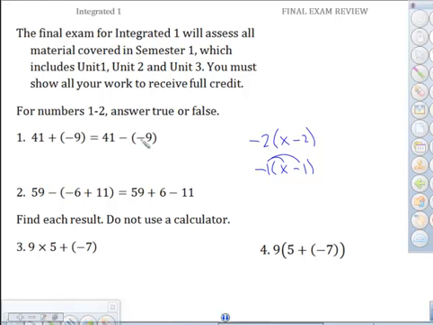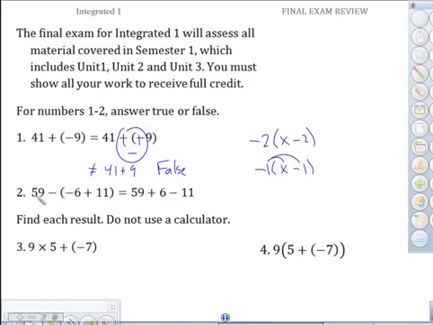Or whenever you see the sleepy guy, remember the sleepy guy? Whenever you see the sleepy guy, you wake him up. Okay, so that means that on this side it's 41 plus 9. And on this side it's 41 minus 9. So these are not equivalent, so we would say false.